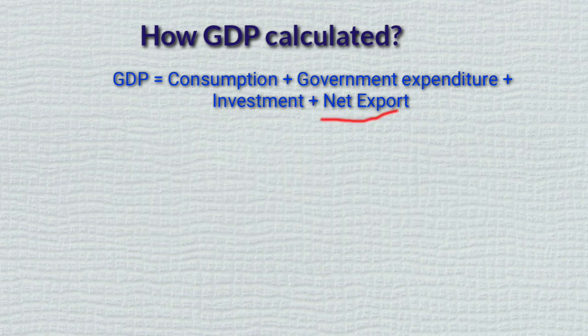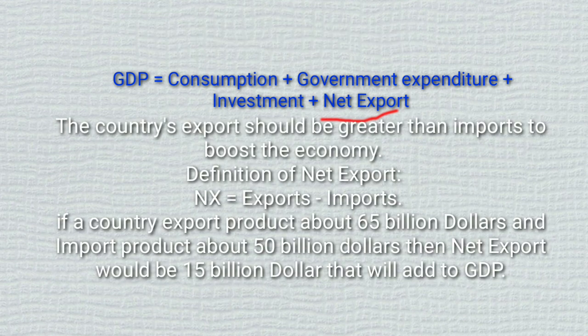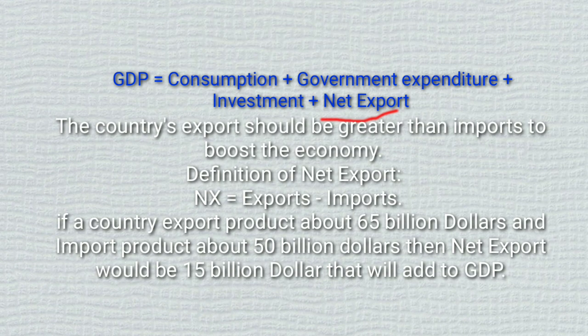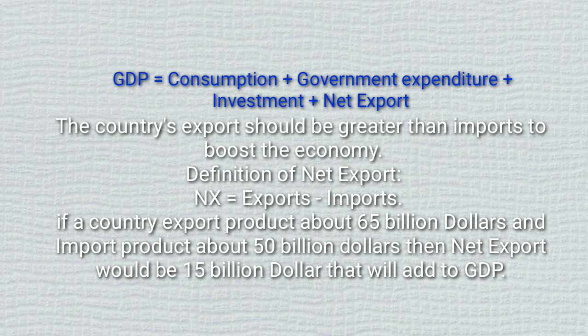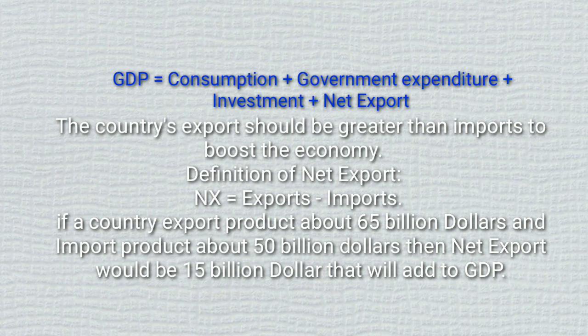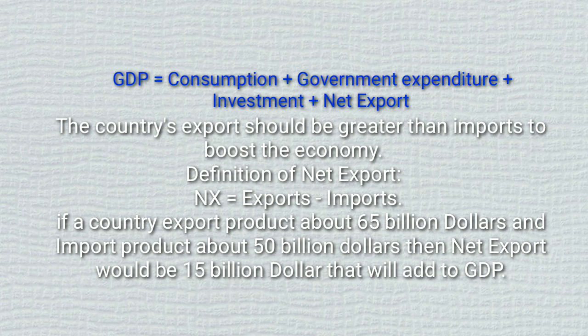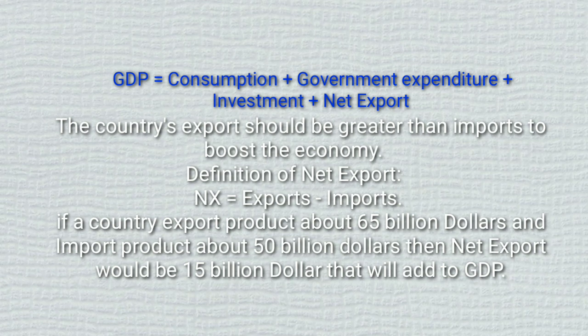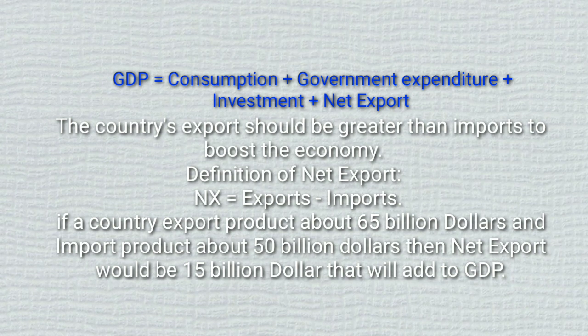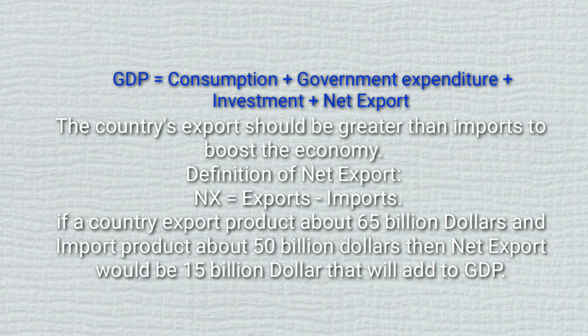Net export. The country's exports should be greater than imports to boost the economy. Definition of net export: NX equals exports minus imports. If a country exports products worth about $65 billion and imports products worth about $50 billion, then net export would be $15 billion, which will add to GDP.